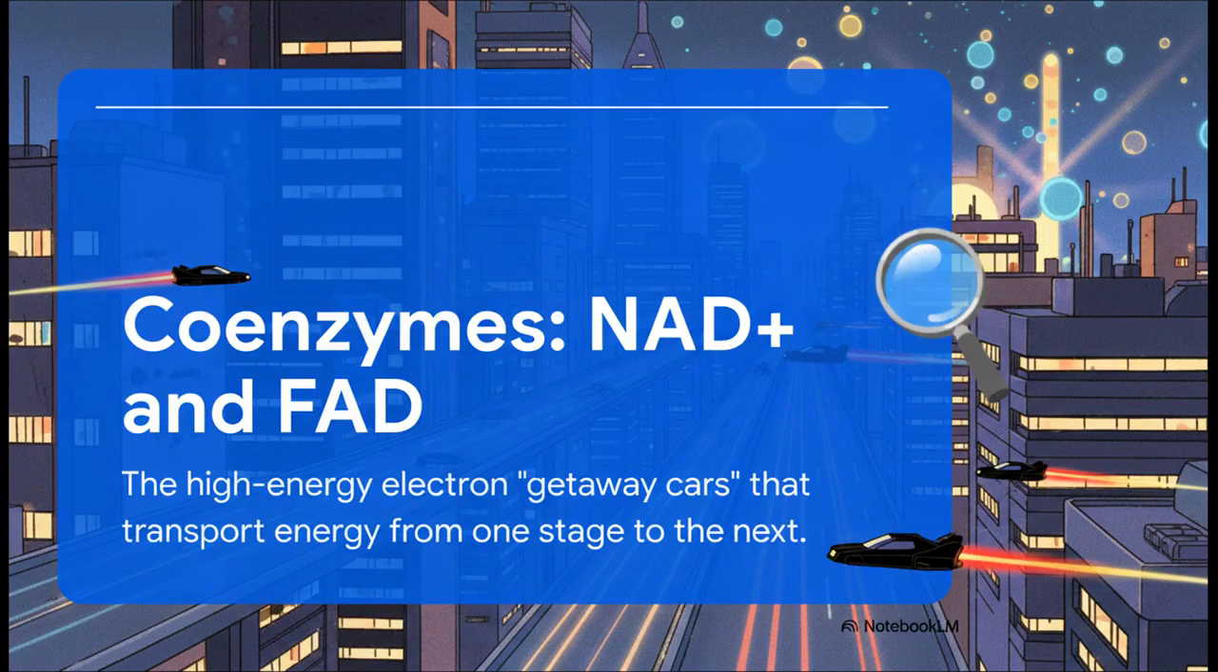So, how do we move all this stolen energy around from one stage to the next? Well, for that, we need getaway cars. And in our cellular heist, these are special molecules, coenzymes called NAD+ and FAD. Their job is to pick up those high-energy electrons, which turns them into NADH and FADH2. Think of them as armored trucks, shuttling that valuable cargo to the final payout stage.